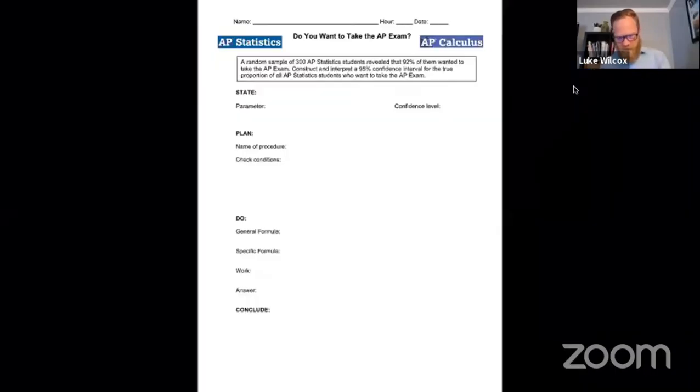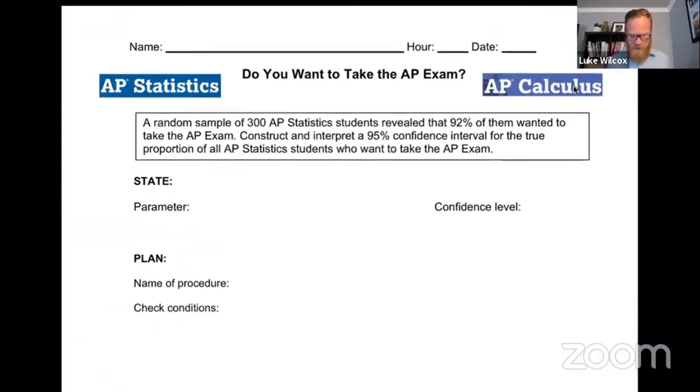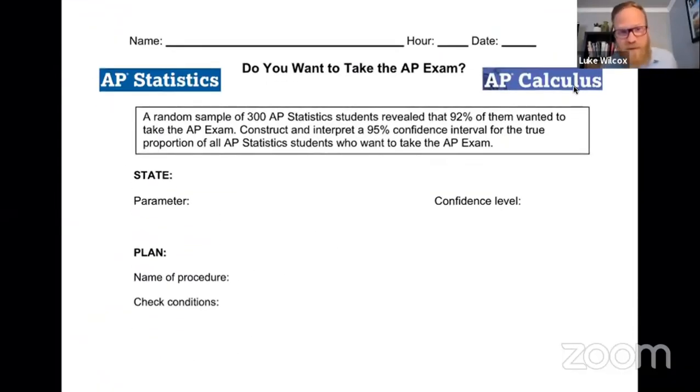All right, so let's jump right into the activity for today. And here's the ultimate question that we're trying to answer in today's activity. Do you want to take the AP exam? And we are going to make a little bit of comparison between AP statistics students and AP calculus students here. So here's what it says. I'm just starting out right at the top here. A random sample of 300 AP statistics students revealed that 92% of them wanted to take the AP exam.